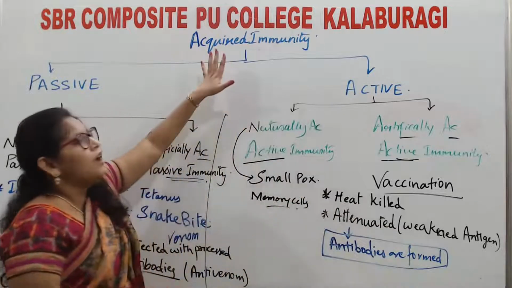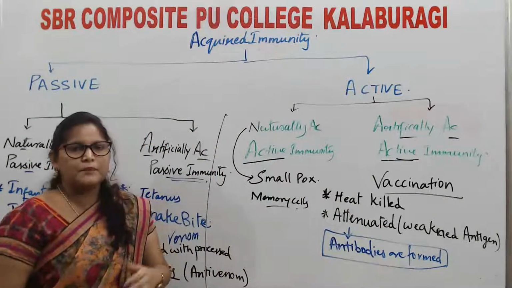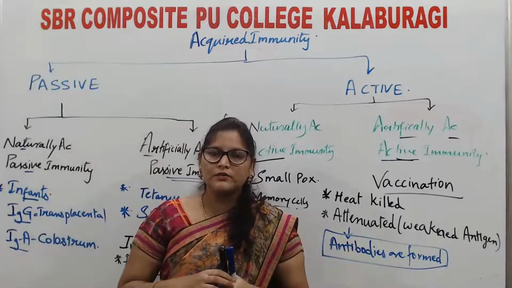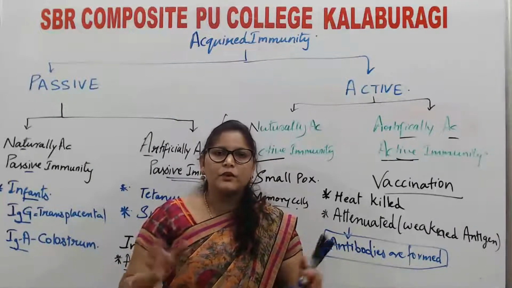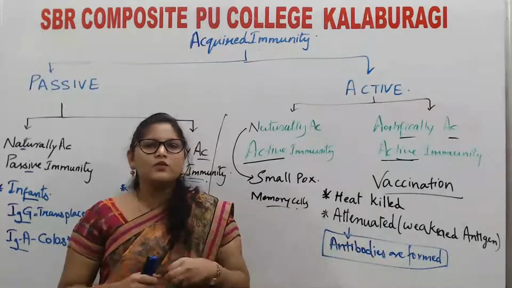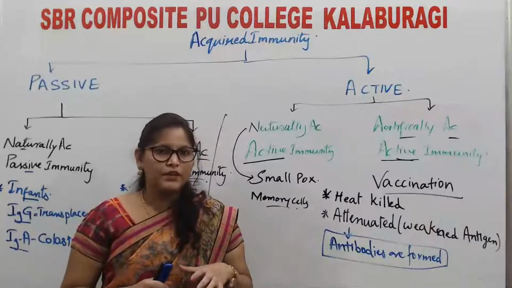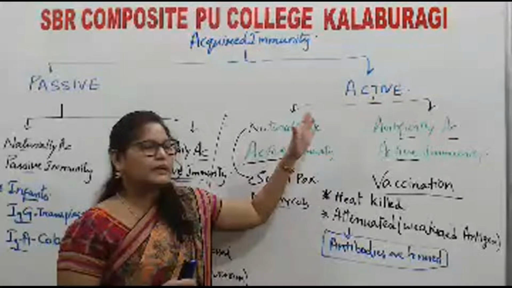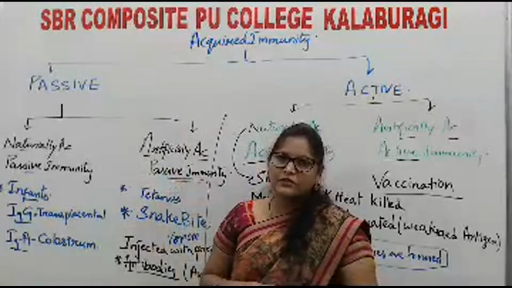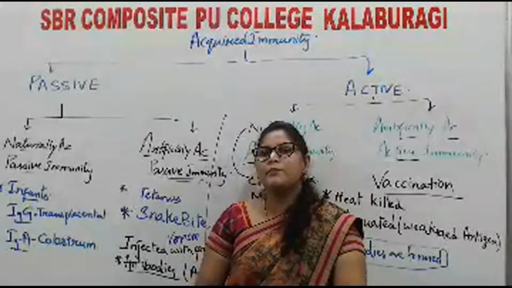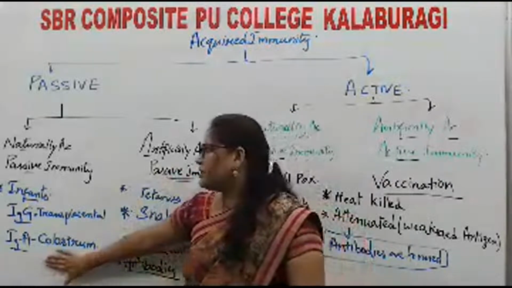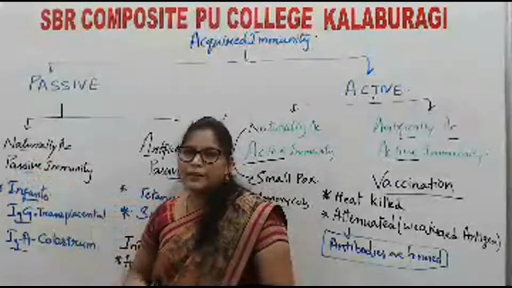A brief recap here. Acquired immunity is of two different types, passive immunity and active immunity. In passive immunity, there is no role for our immune system in the production of antibodies. We are taking the antibodies from an external source. Whereas in active immunity, our own immune system is involved in the production of antibodies. Again, passive immunity is naturally acquired passive immunity and artificially acquired passive immunity. In case of infants, the immunity gained by the infant or the fetus by acquiring the antibodies from the mother is known as naturally acquired passive immunity.